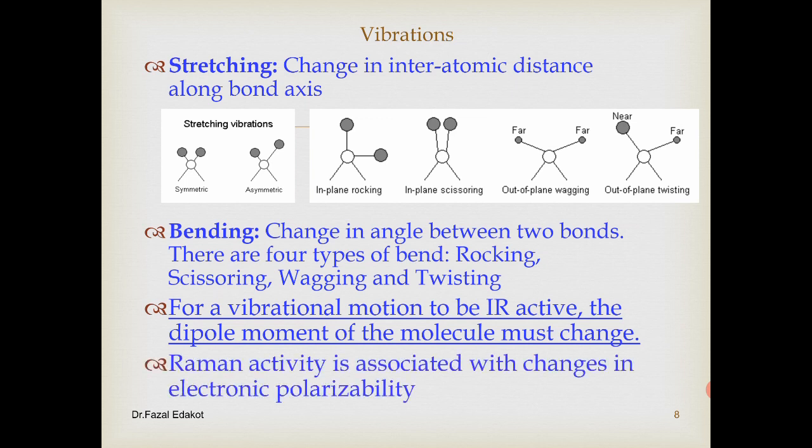And there is a complementary spectroscopy, which we call Raman spectroscopy. Raman activity is associated with changes in electronic polarizability. We have discussed polarizability. Polarizability is a property of a bond associated with a particular atom, electronegativity difference, all those things. So, for IR, the criterion is dipole moment change. For Raman, it is electronic polarizability.